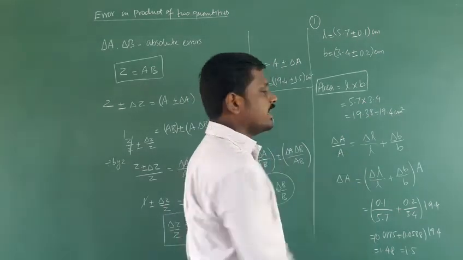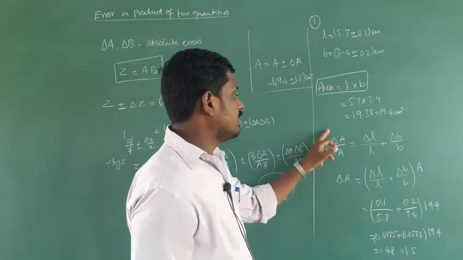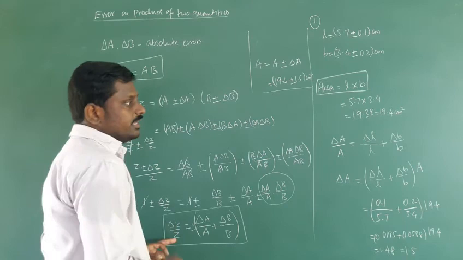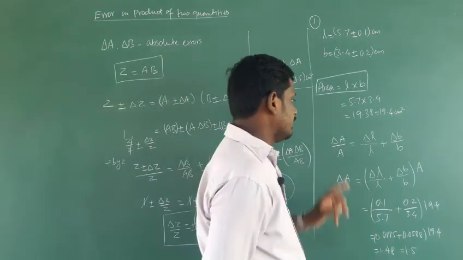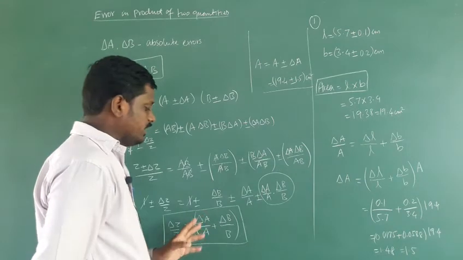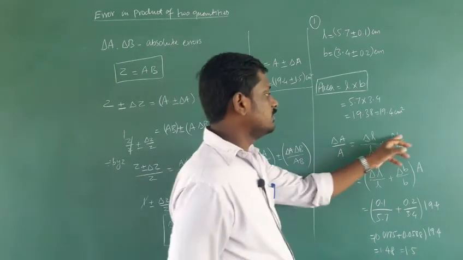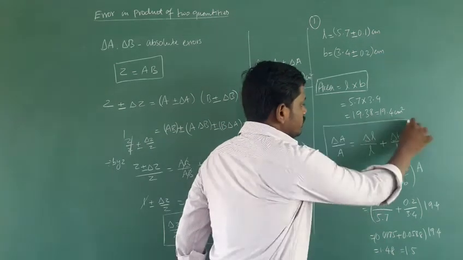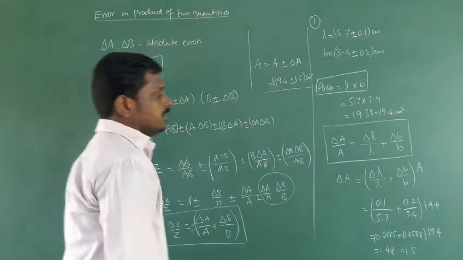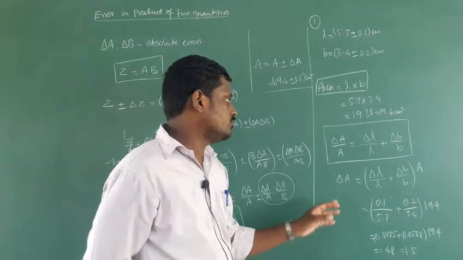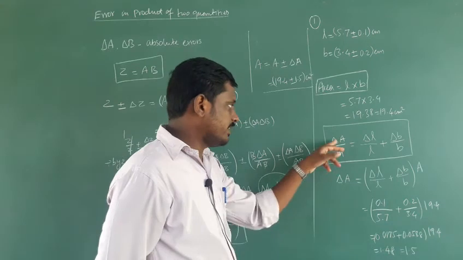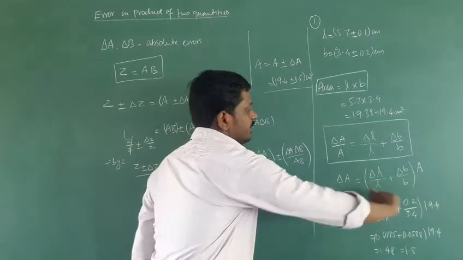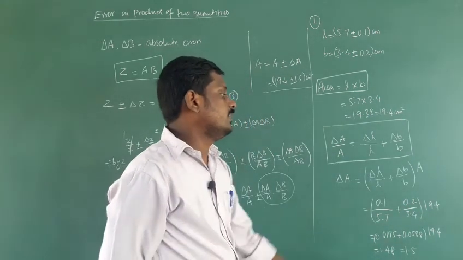After that we need to find the fractional error in this measurement, delta A by A. Here delta Z by Z, where Z is L into B. Here we use area, so delta A by A. Here the A term and B term are the two quantities, length and breadth. So delta A by A equals delta L by L plus delta B by B. This is the formula. We arrange it to represent the problem in terms of length and breadth. So we need to find delta A: taking A to the right hand side, delta A is equal to delta L by L plus delta B by B, into area.